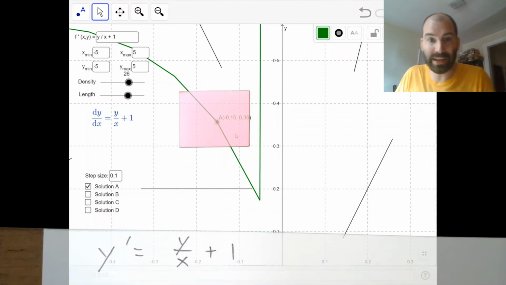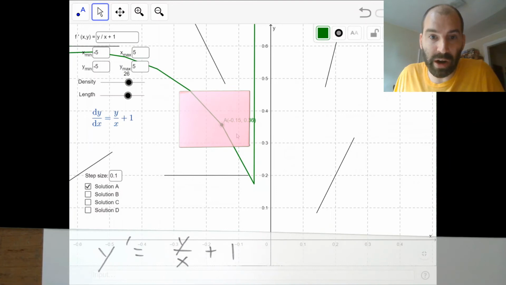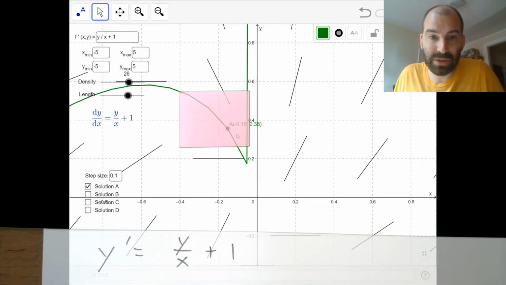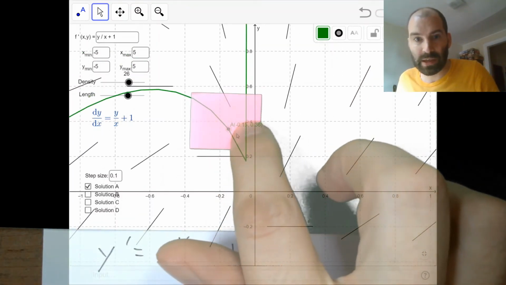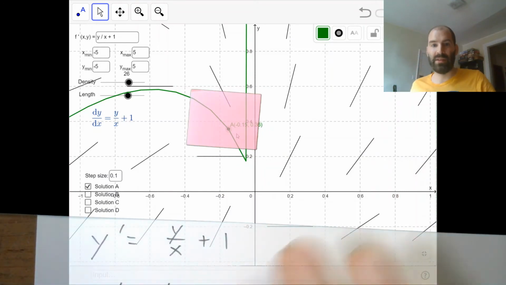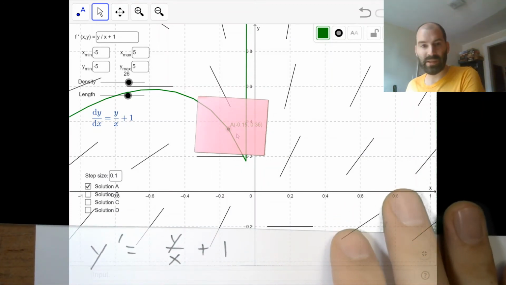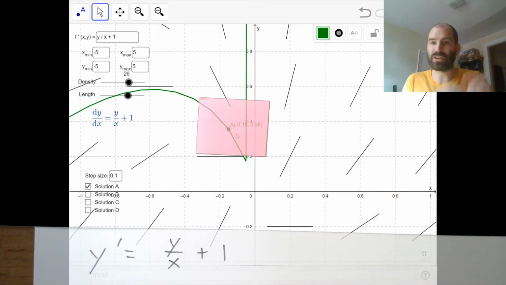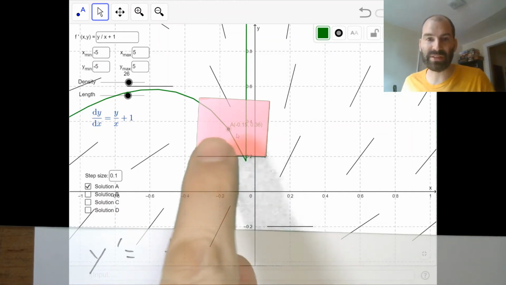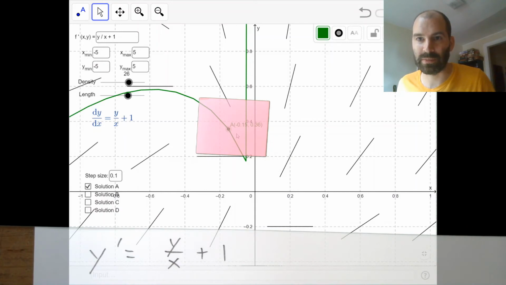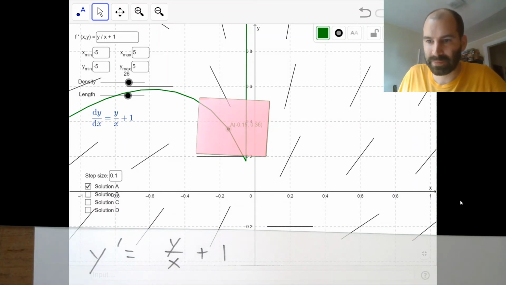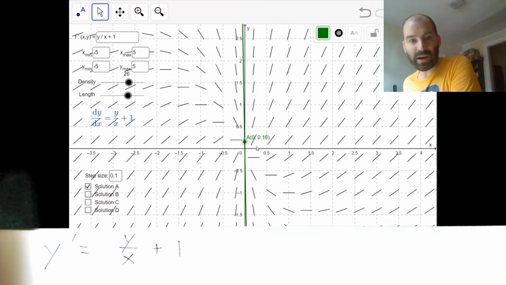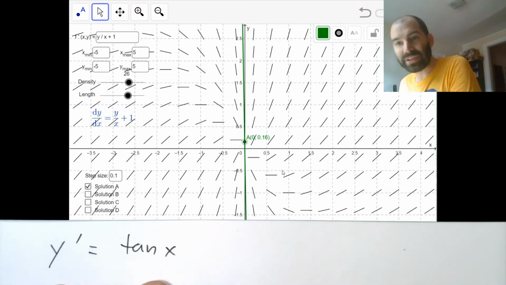But as soon as that rectangle gets so large as to intersect the y-axis, well, the function's not continuous, the theorem doesn't guarantee a solution exists in there, and we can see all kinds of stuff goes wrong. Okay? Let's look at our next example, y prime equals tangent x.